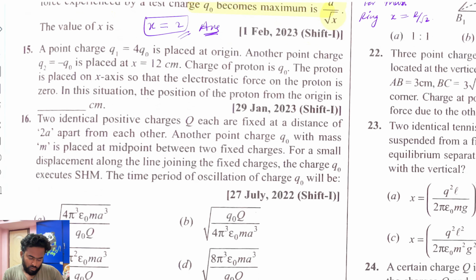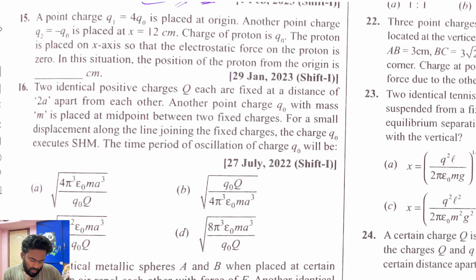Okay, let's move on to the next question. We have here point charge 4q0 placed at origin. Another point charge minus q0 12 centimeter. Charge of proton is q0. Proton is placed on the x-axis so that the electrostatic force on the proton is 0. Position of the proton from the axis will be.